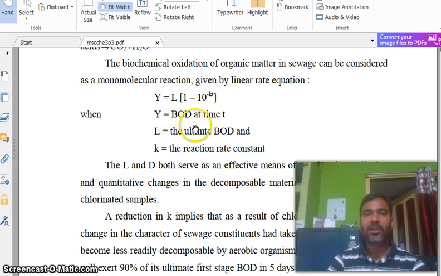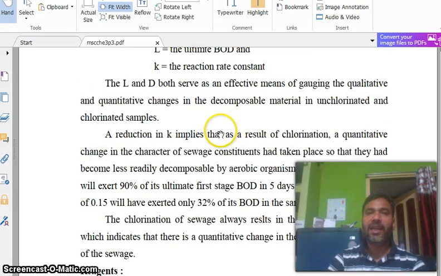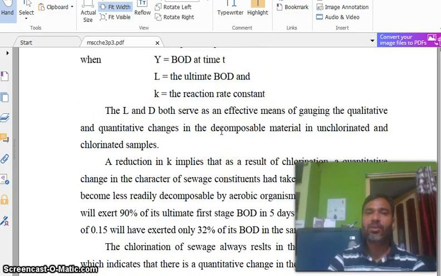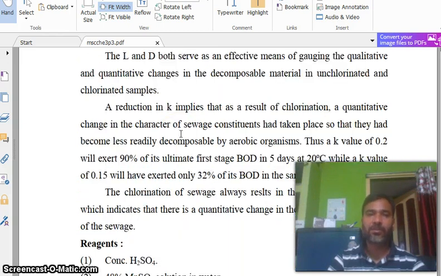So y is equal to BOD at time t, L is equal to ultimate BOD, and K is the reaction rate constant. So L and K both serve as an effective means of gauging the qualitative and quantitative change in decomposable material in chlorinated and unchlorinated samples.